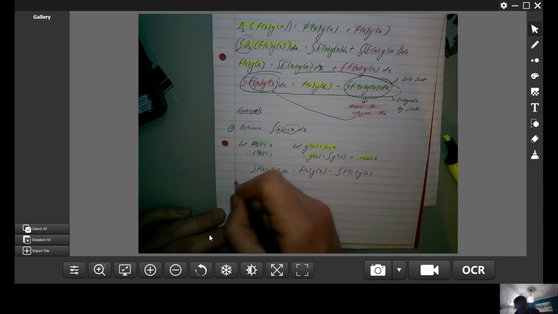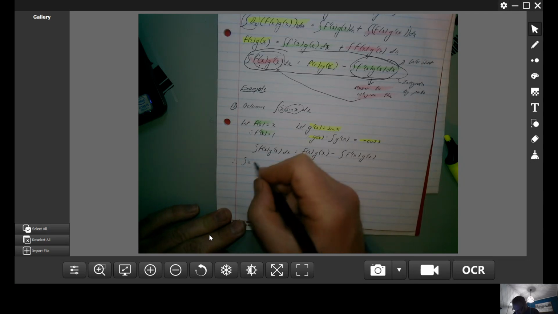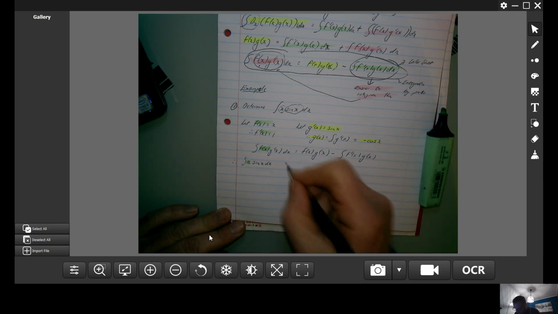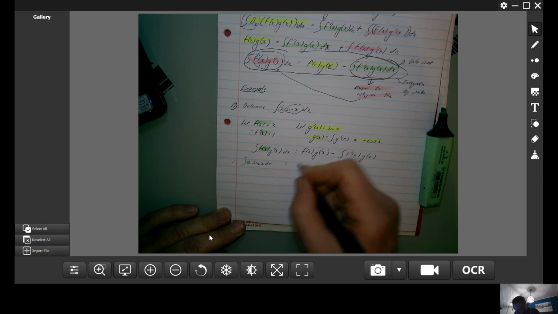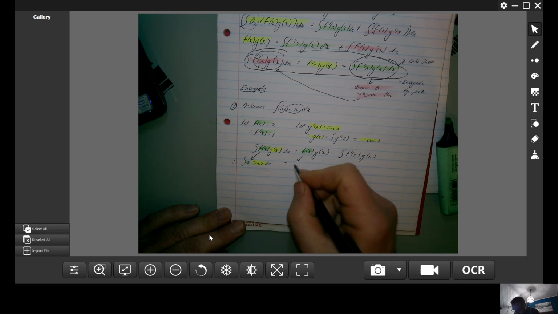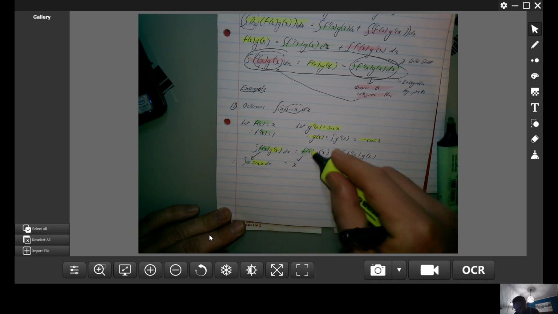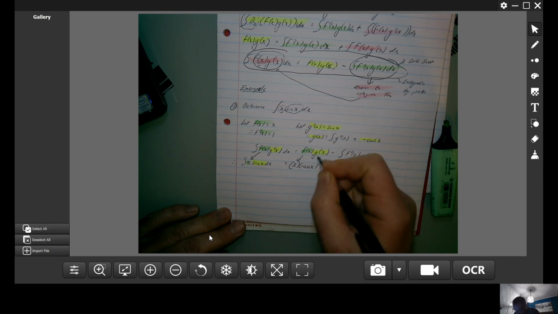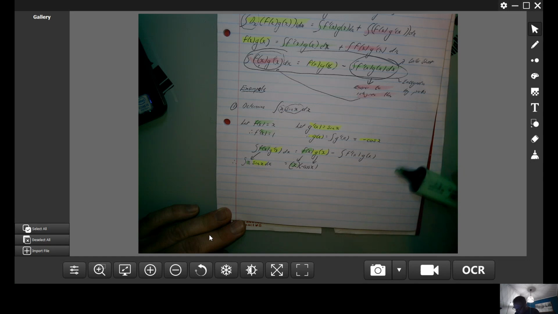So in this case, the integral of x sine x with respect to x. Well, I'm letting f of x be equal to x, so f of x is still x. G dashed of x is sine x. In this formula, I've got f of x, which is x, and g of x is over here, so it's x times negative cos x. That's your g of x: x times negative cos x.